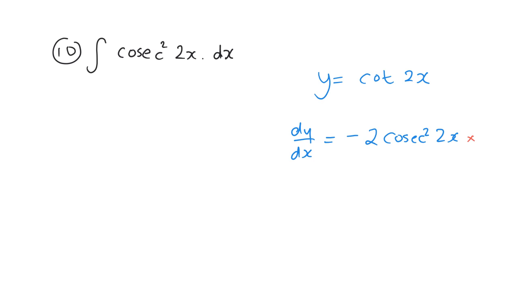We don't want the minus and we don't want the 2, so we'll have to multiply by minus a half to get rid of that. So we're going to have to multiply our guess by minus a half. So that means our answer is minus a half cot 2x plus c.